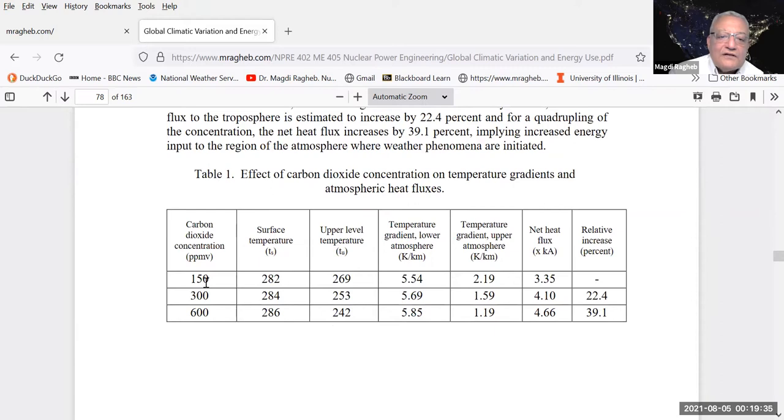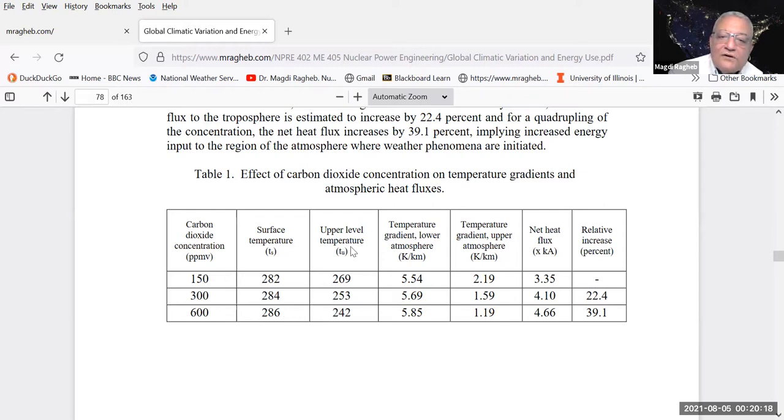We suggested that at 150 parts per million by volume of carbon dioxide, the surface temperature is 273 plus 19 degrees, so it's 282. And the suggestion in the graph is that the temperature increases by 2 degrees if we double that concentration of CO2. And if we double it another time, we increase the temperature by another 2 degrees. So quadrupling the CO2 concentration by volume increases the temperature by 4 degrees, from 282 to 286.